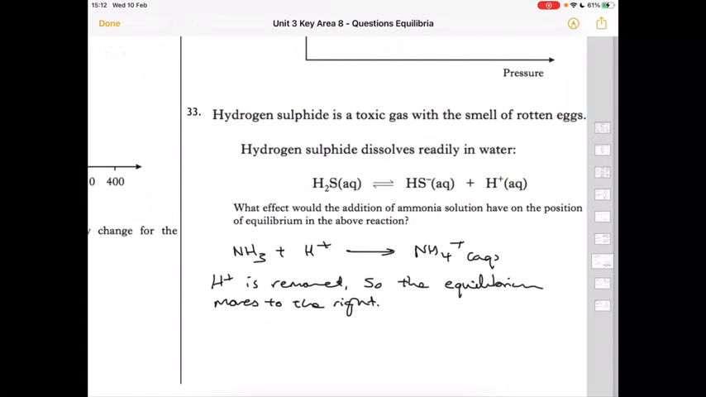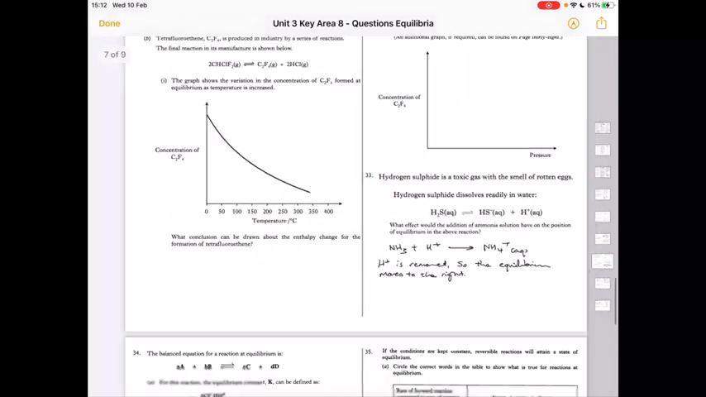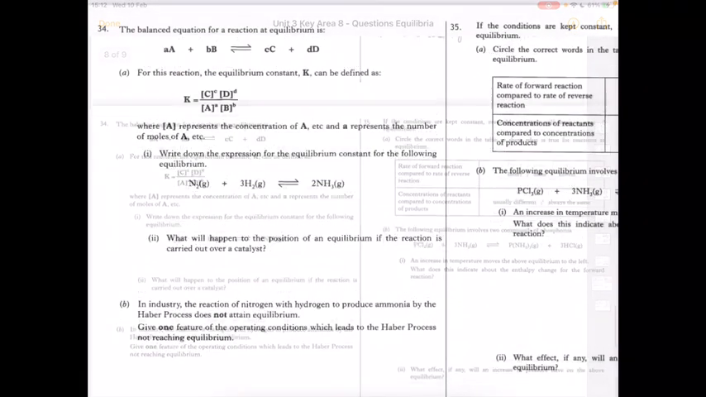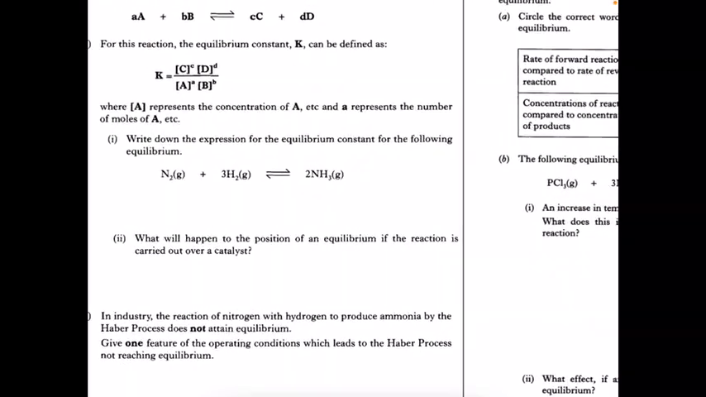That might be something you remember from National 5, the fact that ammonia was a base and it can react with acid. That is a wee bit tricky though. It's just another kind of one that you need to know. Okay, so let's try this one.